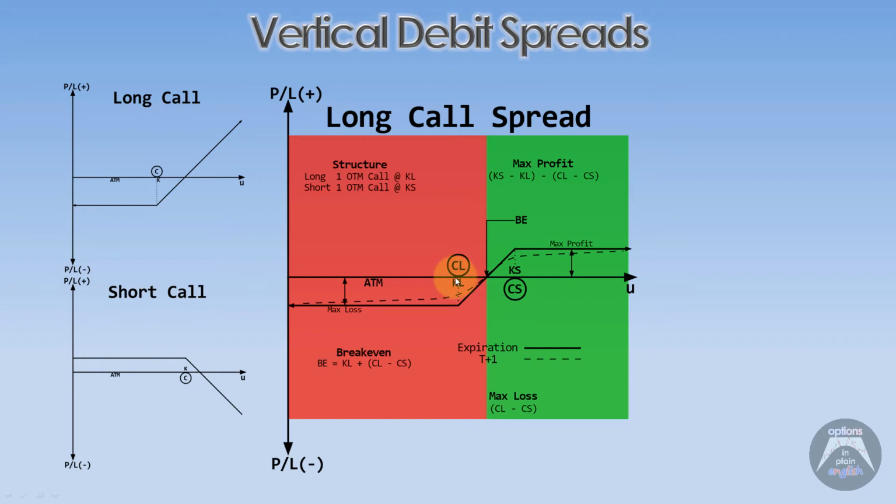So if this width of the spread is $5 and you initially paid $3, then you can lose $3, but this can go to 5. So minus the 3 that you initially put in, you're going to be looking at a max profit of $2.